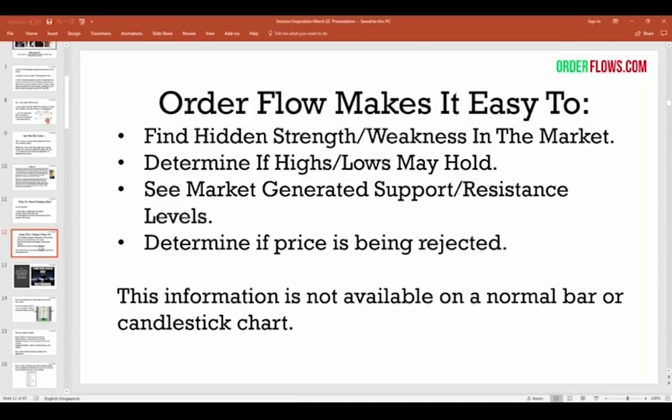But Order Flow's volume footprint chart will highlight this information to you. It'll highlight all these things and more if you want to see it. And there's no reason why you shouldn't want to see it.